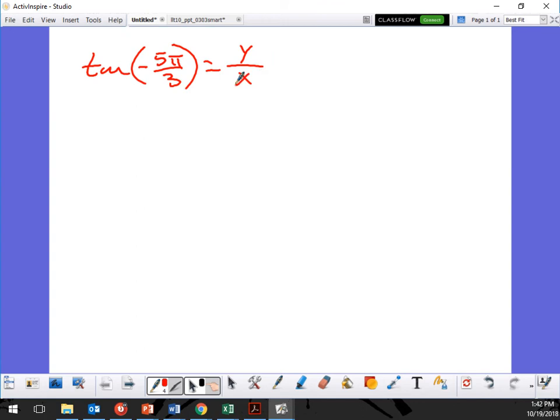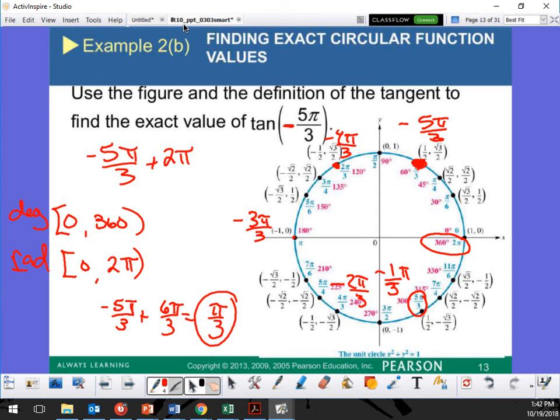What was the y value at that? What is the y value there? Root 3 over 2. You're on the unit circle, so please pay attention. We are right here. This is the spot we're looking at. The y value is the one that comes after the x value. Very good. The y value is root 3 over 2. What is the x value? 1/2.